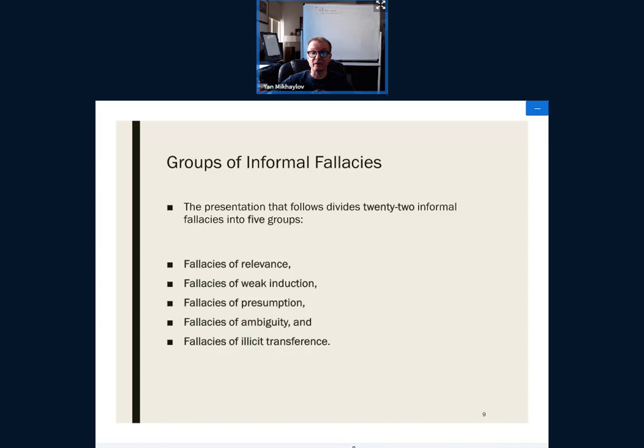So we will cover 5 groups of fallacies: fallacies of relevance, weak induction, presumption, ambiguity, and illicit transference. And we will in total talk about 22 fallacies. This is what this book covers. May seem like a lot, actually not that difficult. And for the purposes of the test, you will see that, especially once you do exercises, you'll get a hang of it. It will become much easier for you to identify them. Hopefully you will do well on the exam identifying them.